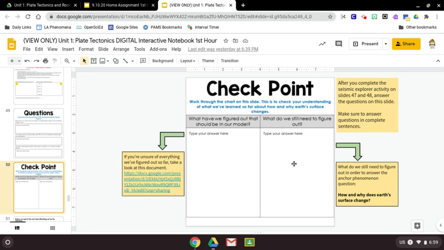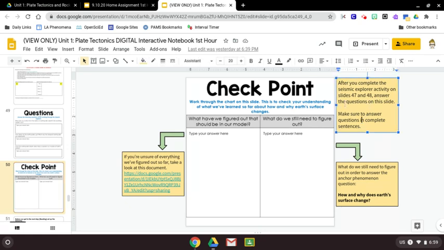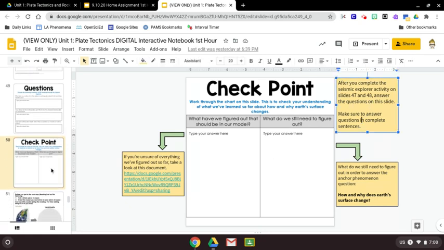And then on this side, what do we still need to figure out? So what do we still need to figure out in order to answer the anchor phenomenon question, which is how and why does Earth's surface change? So what are some things that we still need to know to figure that out? And I just realized I need to change these instructions right here. So these will change.